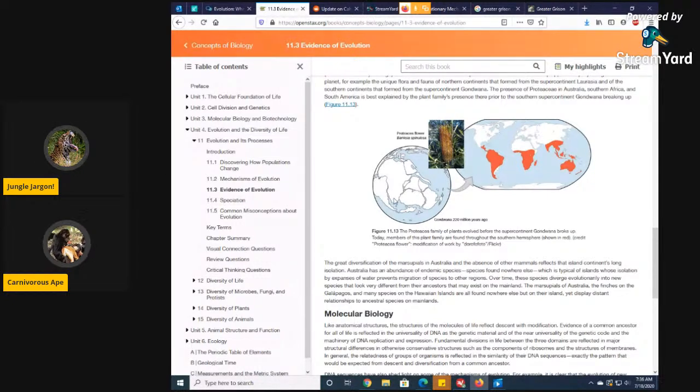So here we see this breaks here. It was divided, and India has presence in Australia, South Africa, and South America is best explained by the plant family's presence there prior to the southern supercontinent. Yeah, that's Gondwana. This is Gondwana.